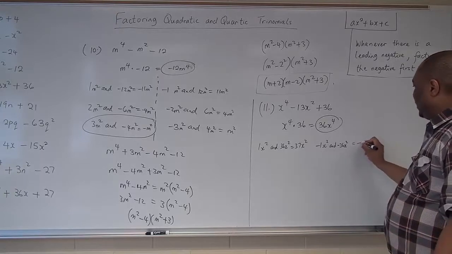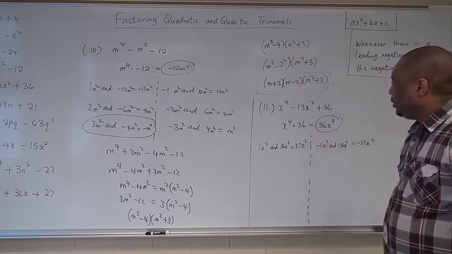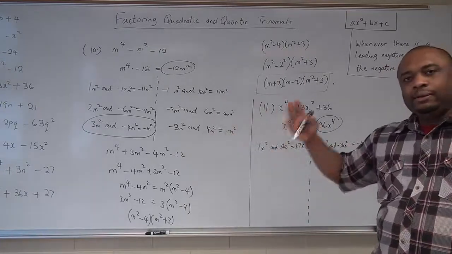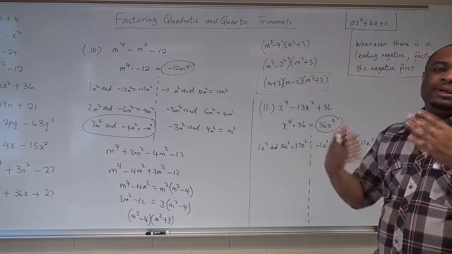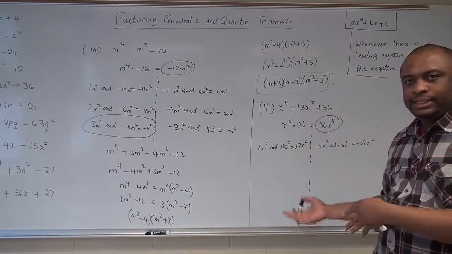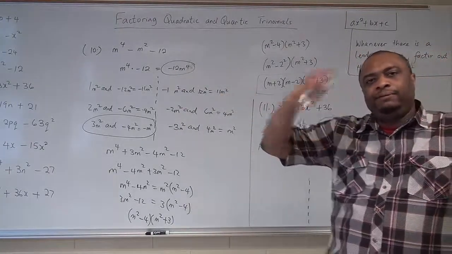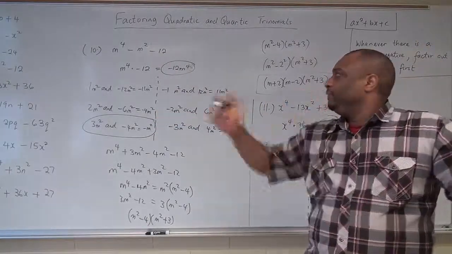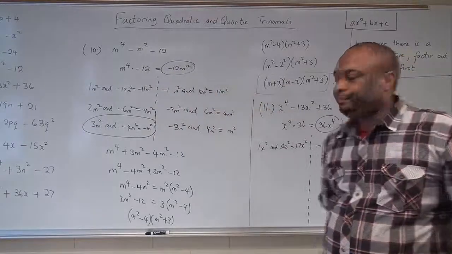That is a negative 37x squared. It won't work. With positive, you have to consider positive, positive, negative, negative, because positive times positive is positive, and negative times negative is positive. But with negative, you have to consider positive, negative, negative, positive, because positive times negative is negative, and negative times positive is negative.